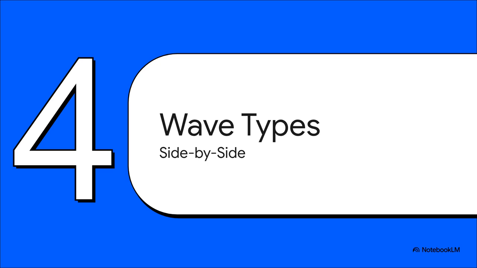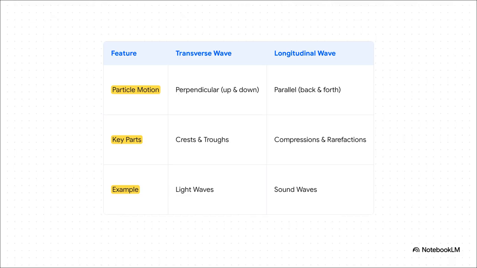Okay, so we've met our two types of waves. Now, let's do my favorite part. We're going to put them side by side to really make the differences stick in our brains. This chart makes it super clear. Let's look at particle motion. For a transverse wave, it's perpendicular, up and down. For a longitudinal wave, it's parallel, back and forth. What about their key parts? Well, transverse waves have those high points, crests, and low points, troughs. While longitudinal waves have the squished up parts, compressions, and the spread out parts, rarefactions. And for our go-to examples, it's easy. Light for transverse and sound for longitudinal.